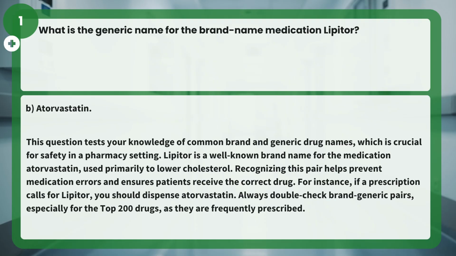Answer B. Atorvastatin. This question tests your knowledge of common brand and generic drug names, which is crucial for safety in a pharmacy setting. Lipitor is a well-known brand name for the medication atorvastatin, used primarily to lower cholesterol. Recognizing this pair helps prevent medication errors and ensures patients receive the correct drug.